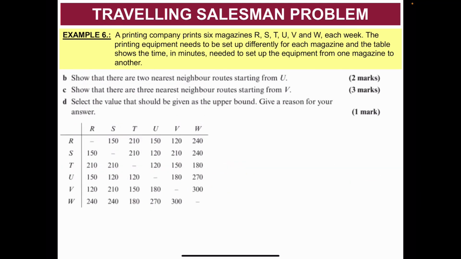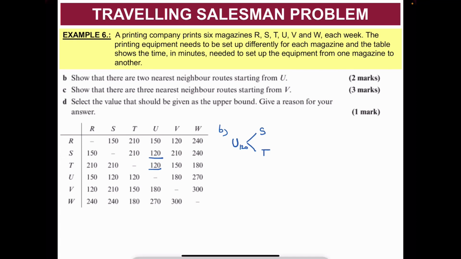Now let's look at the B case. Show that there are two nearest neighbor routes starting from U. So I'll do it here. If you look at the B, I'm starting at U. And as soon as you go from U, there are definitely two because you have 120 twice, the same values. So this 120 will take you either to S or to T. And this would be enough to show that there are two nearest neighbors, because they didn't ask us to state the routes.